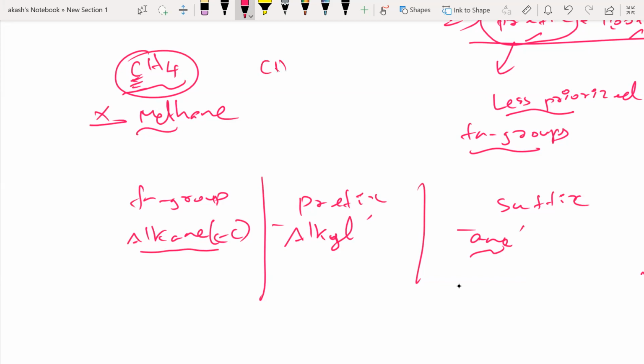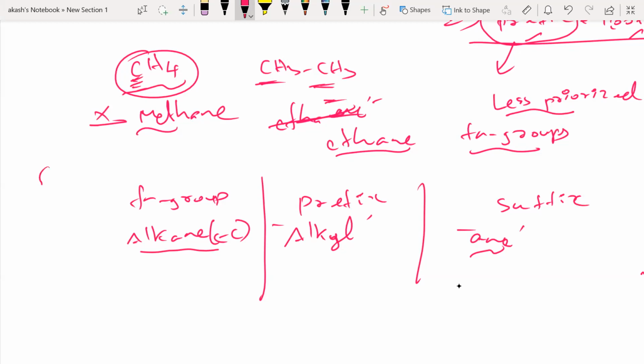Say for example, if you have CH3-CH3, then how do you write it? You understand that there are 2 carbon atoms in the chain and there are only C single bond Cs. So definitely it has to end with ANE because it is going to be an alkane. And how many carbon atoms are there? 2 carbon atoms, so the root should be eth. And since it is an alkane, you have to end up with ANE. Ethane is the name of the compound.